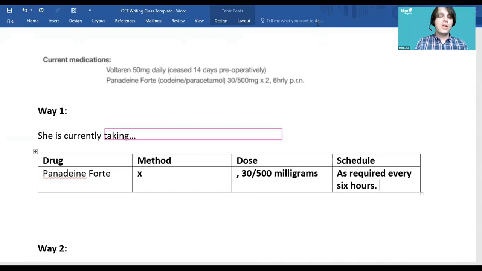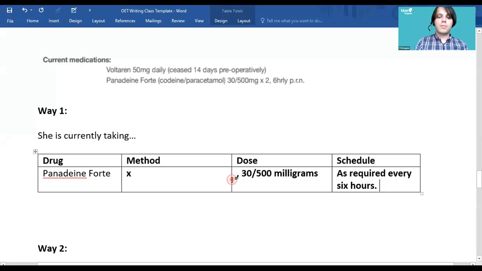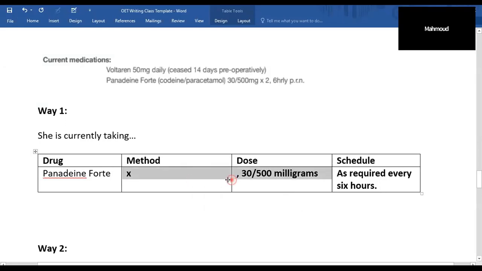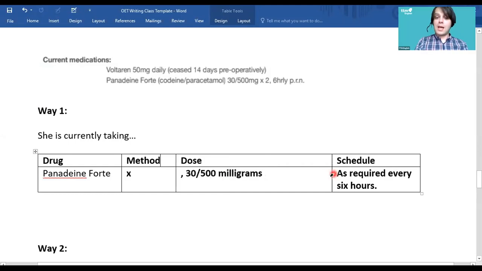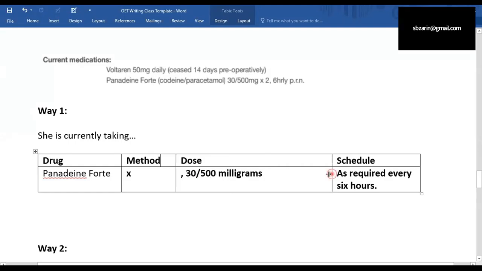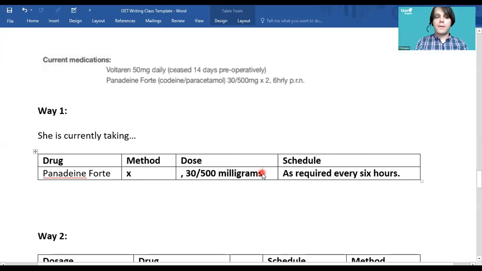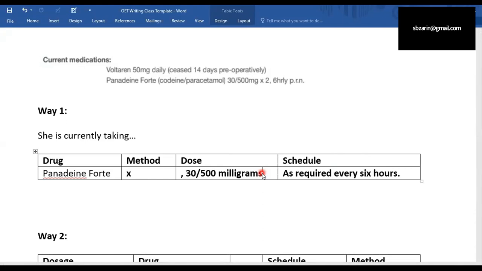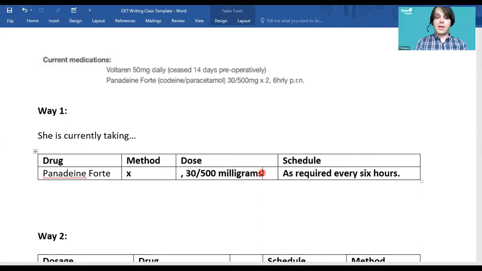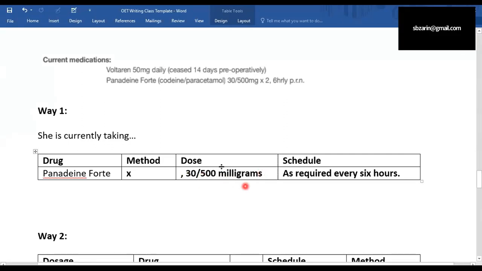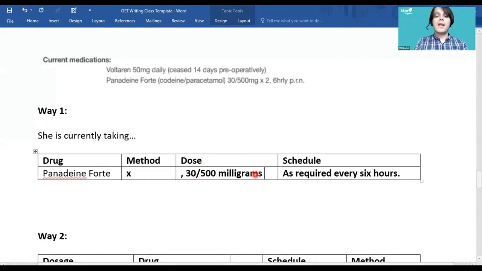Now think about the punctuation, guys. Have I used much punctuation here? Can you see any commas? Yes. Alan, I think there is another piece of information here. 2 tabs, then 6 hourly PRN. So how are we going to deal with that? So 2 Panadeine Forte, I think. That's the dosage, isn't it? Because it's before the comma, so maybe 2 tabs Panadeine Forte. So we need to put this in here, 30 to 500 milligrams. So we have to add it somewhere. It's the dose. What can we write, guys?